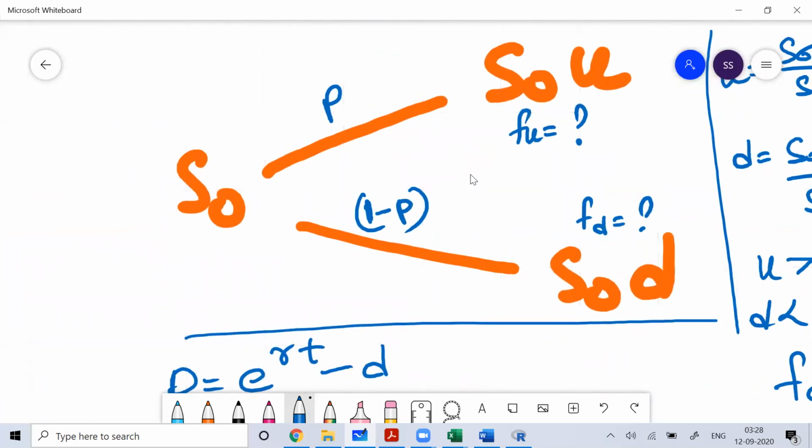What you have to find here is this f naught. So this is what you need to calculate in this kind of problem. I hope you understood how to work on these calculations.